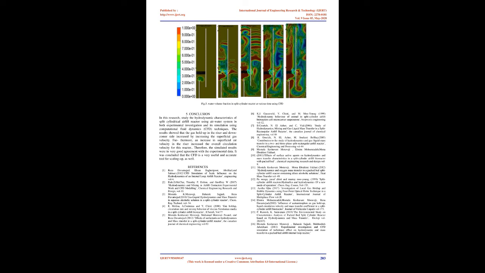Fig.4 explains the velocity fluctuation in the column at various time intervals in various sections of the reactor, such as the top, middle, and bottom sections, using the CFD technique. Fig.4 Effect of time on SP velocity in split-cylinder reactor using CFD technique.